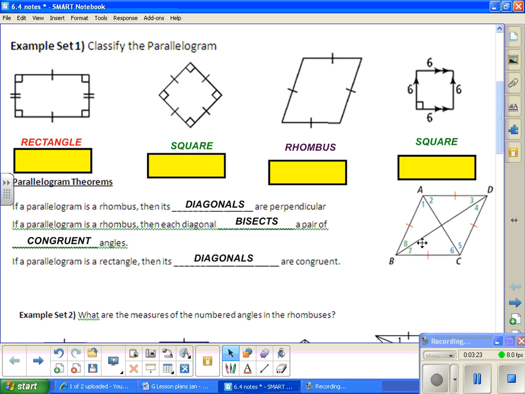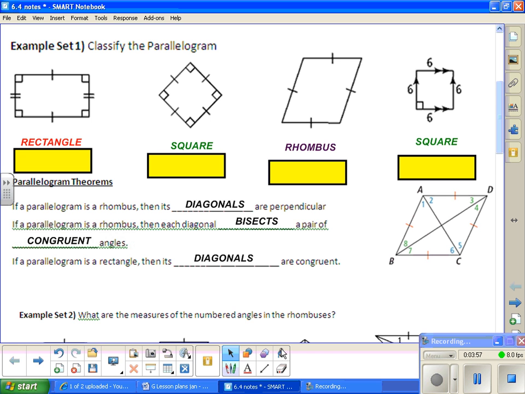The next one, if a parallelogram is a rhombus, then each diagonal bisects a pair of congruent angles. So the diagonals are bisecting these angles, and they are congruent. And what is bisect? It means it cuts it in half. So if angle C was 60 degrees, this diagonal is bisecting it, so each part would become 30. And the last one, if a parallelogram is a rectangle, then its diagonals are congruent.